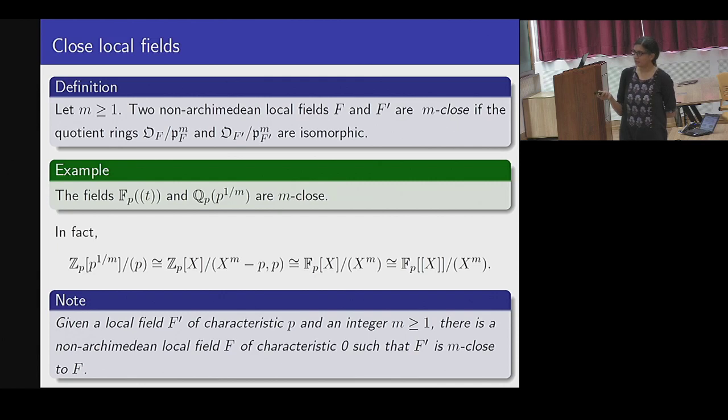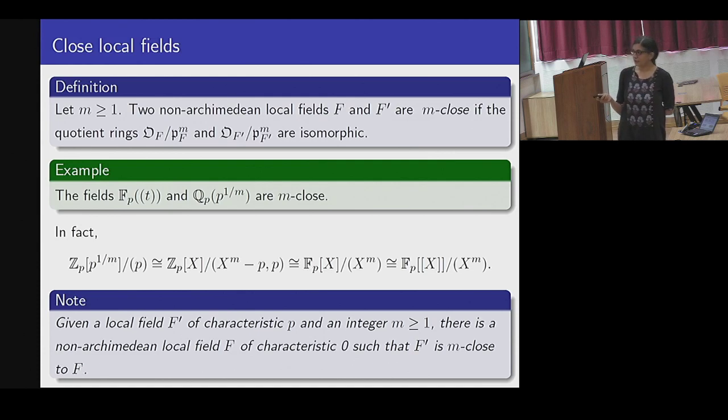To see this, I'll quickly say how one shows it. Z_p of p^(1/m) mod p is isomorphic to the ring Z_p[x] mod (x^m − p), and when you also kill off p, this is F_p[x] mod x^m. So these two fields are m-close, one being a field of positive characteristic and the other a field of characteristic 0.